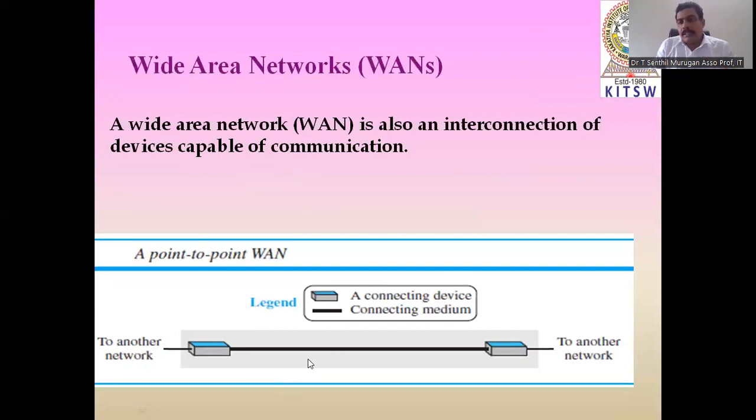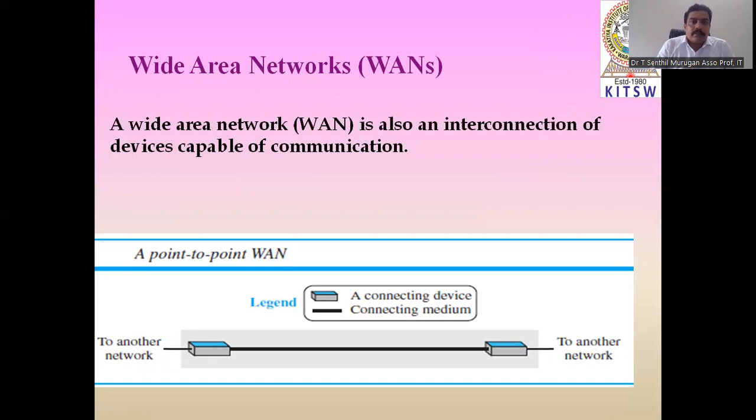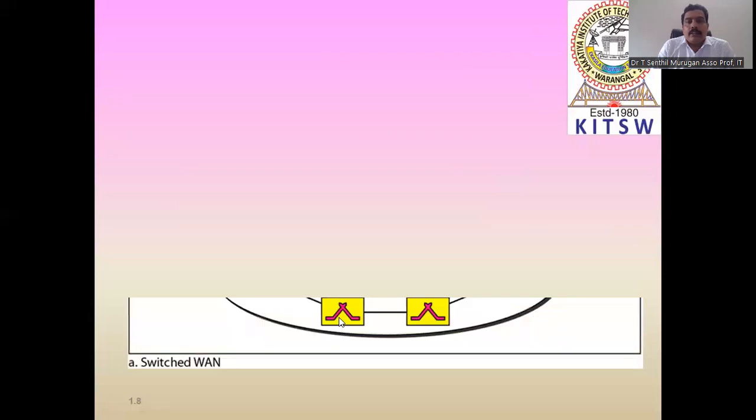So instead of connecting 2-3 devices, we can connect the switches, routers, or hubs to make a wide area network. There are two types of wide area networks. Point to point wide area networks. Point to point means a dedicated link is there between two different networks. That is a point to point wide area network.